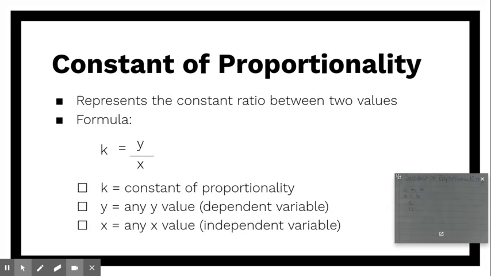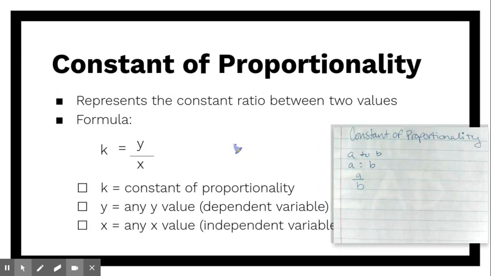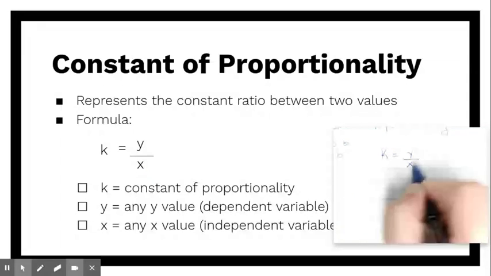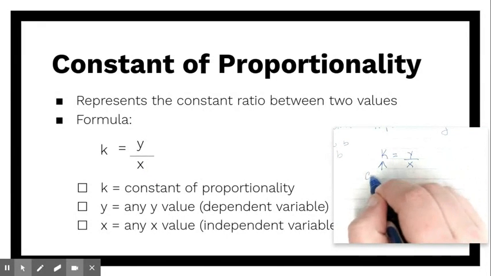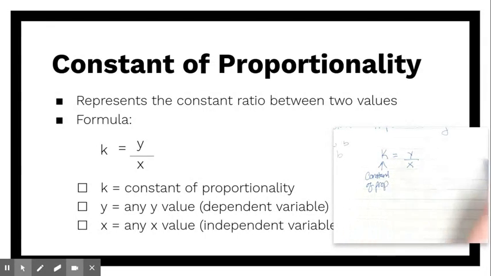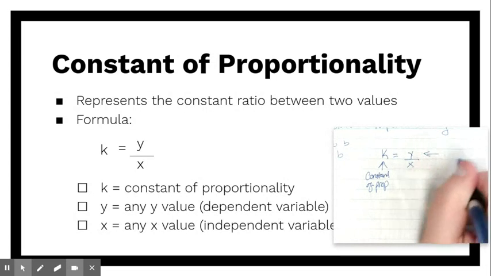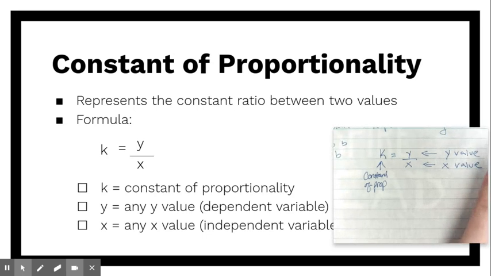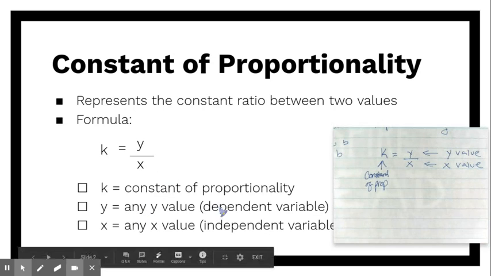So our formula to find our constant of proportionality is k equals y over x. K represents my constant of proportionality. Y is any y value, the dependent variable, and x is the x value that goes with that y value, any x value or independent variable.